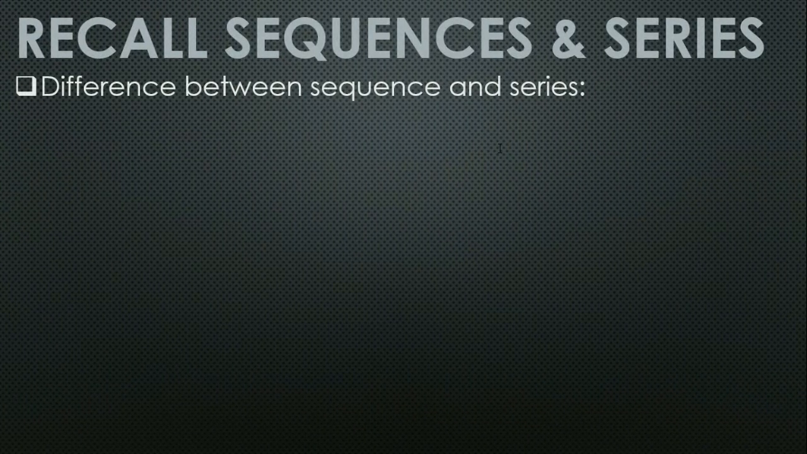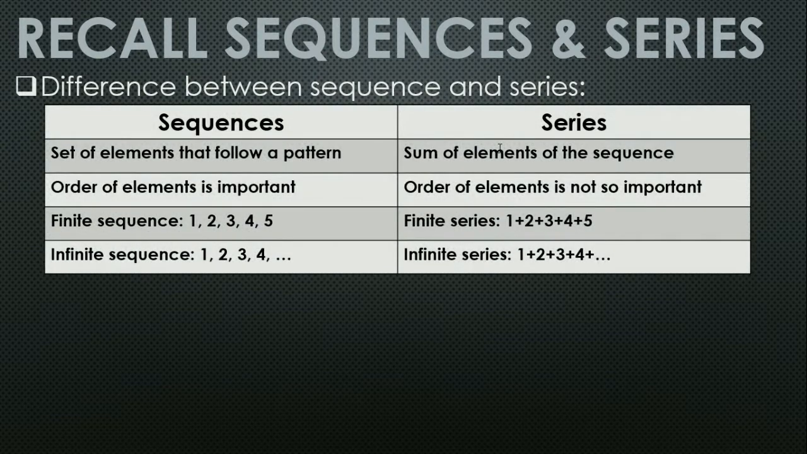Difference between sequence and a series. So it is presented in this table. So yung sequences, it is a set of elements that follow a pattern. Yung series naman, sum of elements of the sequence. Order of elements is important kasi yung terms na iyan, it will be used in solving several problems. So dapat yung first term laging nasa umpisa, followed by the second term, the third term. Hindi siya pwedeng i-rumble. Yung series naman, order of elements is not so important since we just add the terms of the sequence. We just try to obtain the sum of the elements of a sequence.